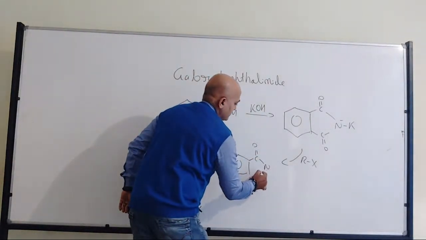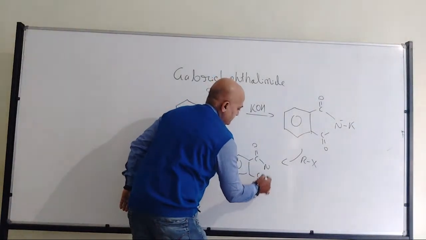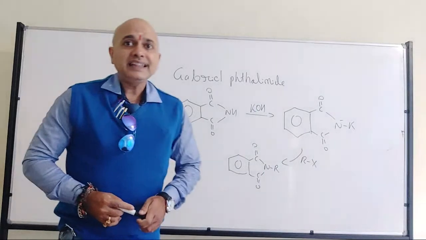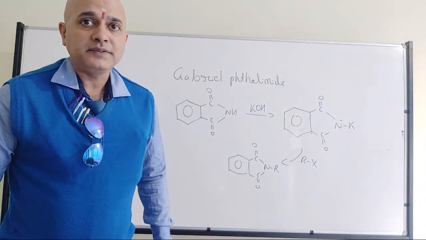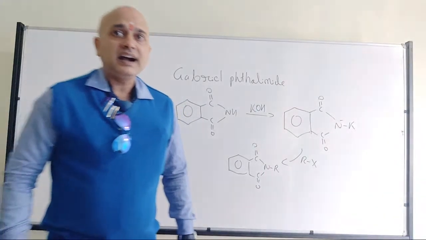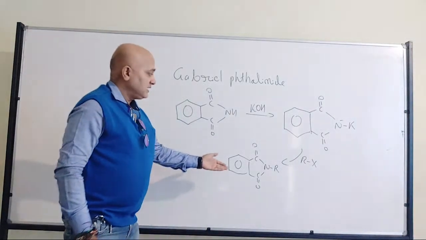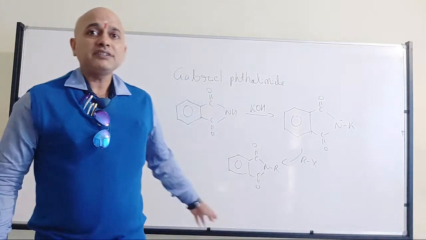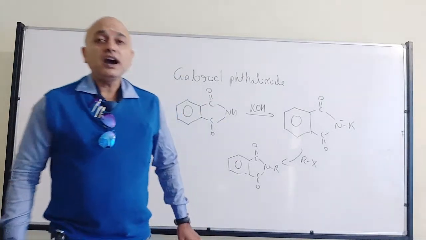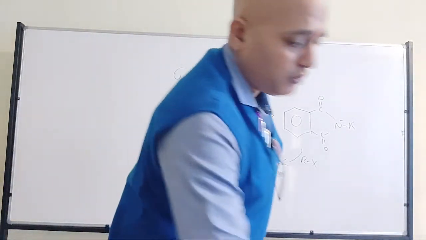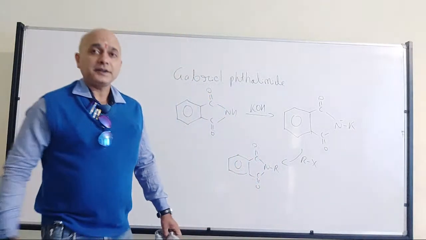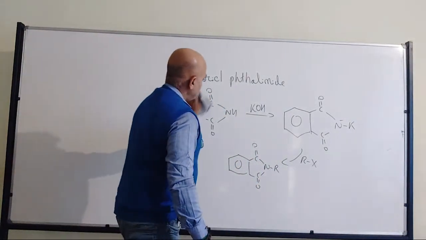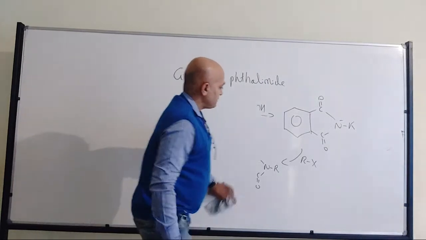So that's where I am going to have the N-alkyl phthalimide. This is nothing but N-alkyl phthalimide. Later when I treat with sodium hydroxide, it will get converted into the respective amine, along with disodium phthalate as the side product.